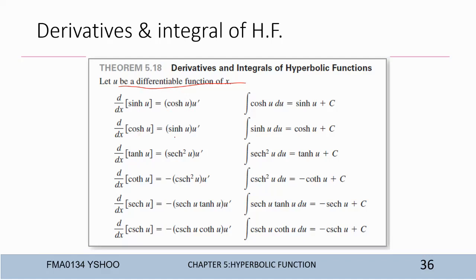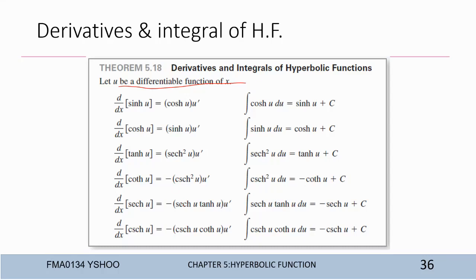Like just now, differentiating cosh gives sinh, and differentiating tanh gives sech squared. It's the same thing. For coth, we're going to have a negative csch squared, then differentiating sech you have a negative sech tanh, and the last one, differentiating csch, you get a negative csch coth. You see that these three of them have a minus.